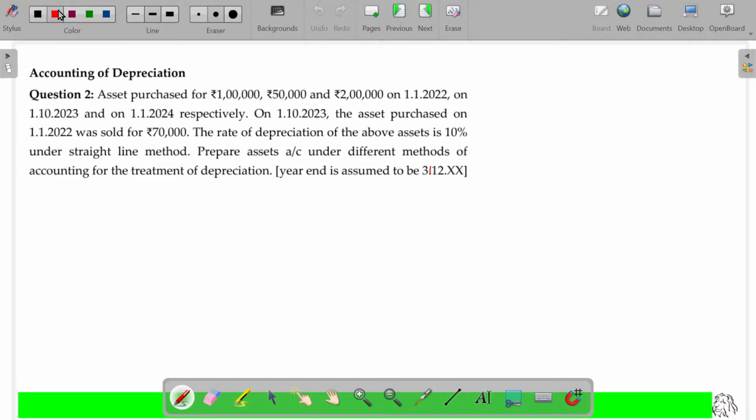Now, question number 2. An asset is purchased for rupees 1 lakh, 50,000, and 2 lakhs on 3 different dates. When are they purchased? On 1/1/22 an asset was purchased for rupees 1 lakh, and on 1/10/23 we have purchased another asset for rupees 50,000. On 1/1/24 we purchased another asset for rupees 2 lakhs.